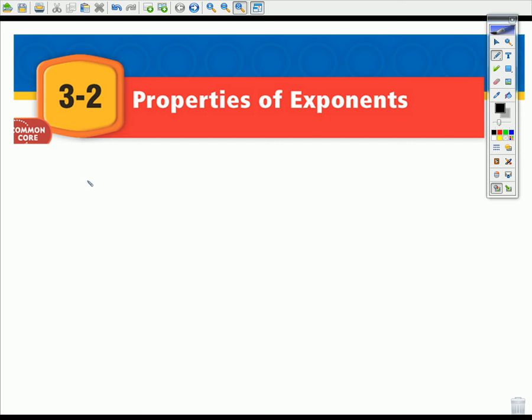This is lesson 3.2, properties of exponents. If I give you 7 to the power of 5, we know that that's the same as 7 times 7 times 7 times 7 times 7.